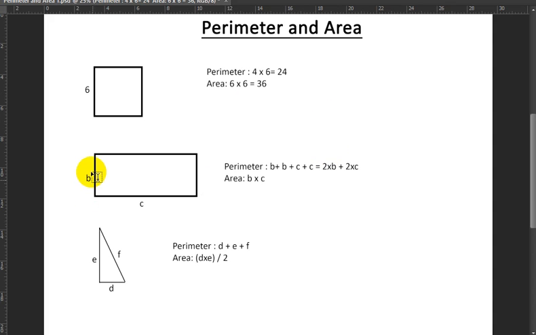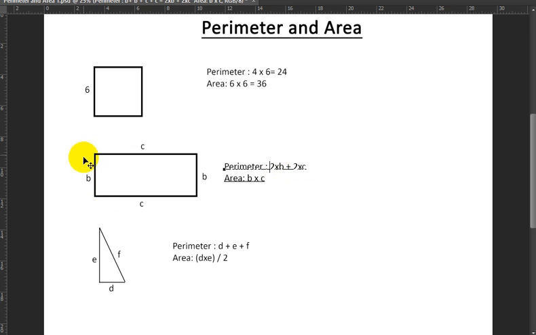Great. Next up we have a rectangle. Now with the rectangle, we know that if one small side is B, then the other small side is B also. And if one big side is C, then the other big side is also C. Basically what I'm trying to say is that the small sides are the same and the big sides are the same. So to find the perimeter, I just need to add all of these together. So B plus B plus C plus C, which is basically like saying 2 times B plus 2 times C. So that's what I'm going to use here.